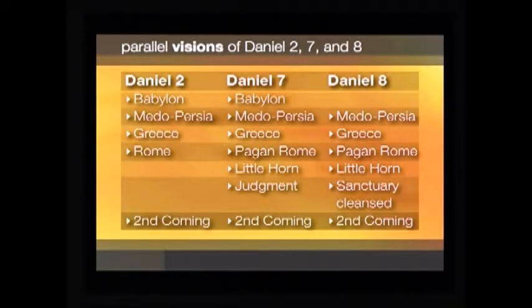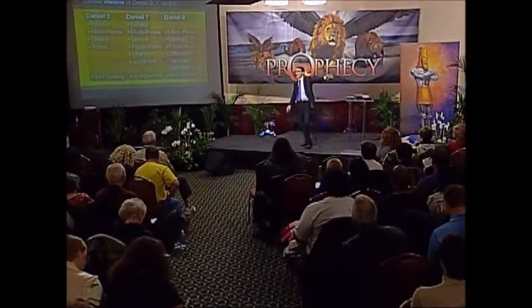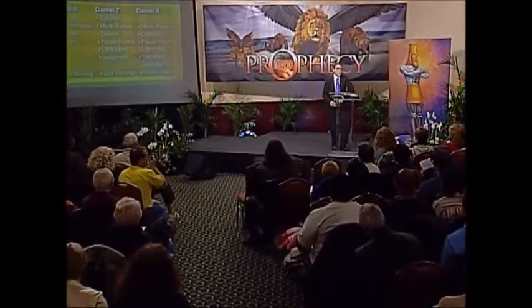And then we went to Daniel chapter 8, and we saw a ram. And the ram represented Medo-Persia that became great. And then the goat represented Greece, which became very great, the Bible says. And then there was that little horn representing both the pagan and the papal phases of Rome. And it says that it became exceedingly great. Right? So the ram is great, the goat was very great, and the little horn, the Bible says, was exceedingly great.